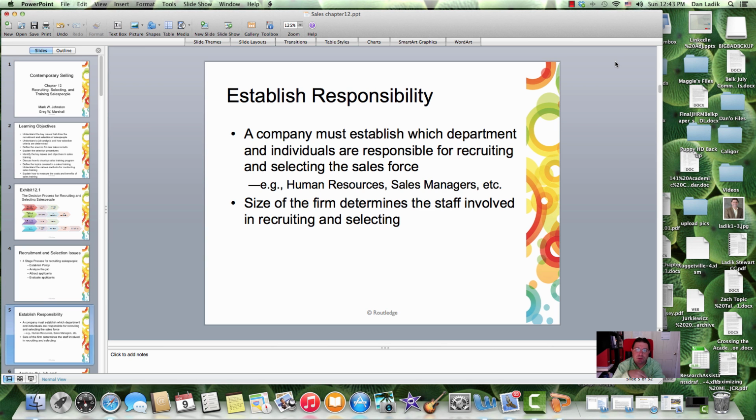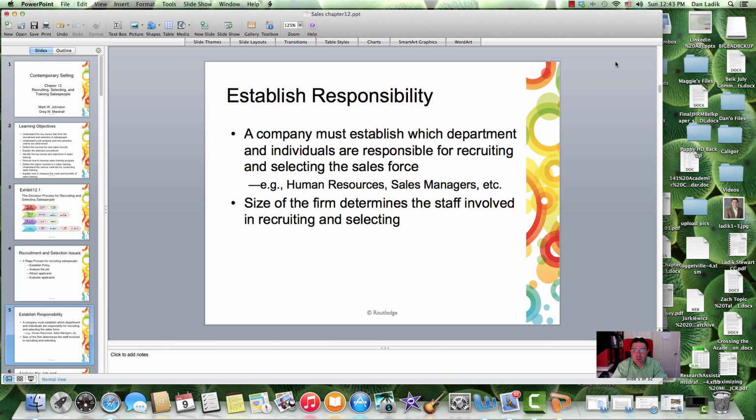So, establish responsibility. Now, in some firms, it's HR that does the hiring. In some firms, it's the sales managers that does the hiring in coordination with HR. But the point is that there needs to be a specific set policy. You know, who is running the search and how we're going to go about that search. Search must be done in a systematic, strategic fashion. It can't be a haphazard thing.